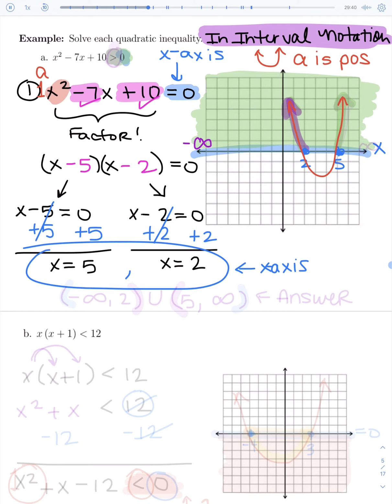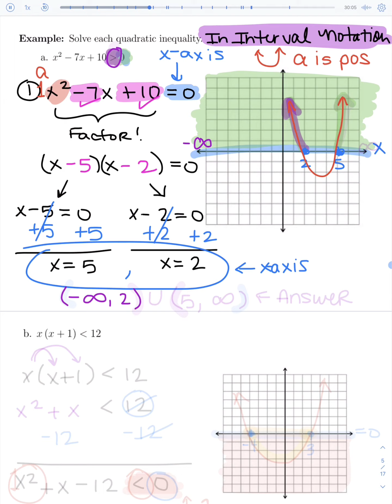So we have from negative infinity all the way up to 2. So what that would look like would be negative infinity all the way up to 2. And the question would be, am I going to use a parentheses or a bracket? Well, I'm going to use a parentheses because we had greater than, not greater than or equal to, in the original problem. If you go back and look, it was a greater than, not a greater than or equal to.